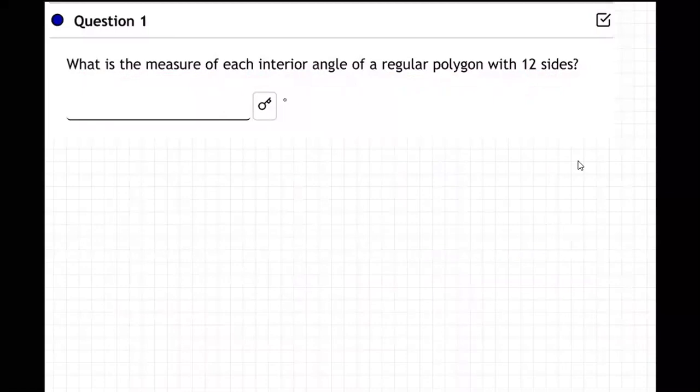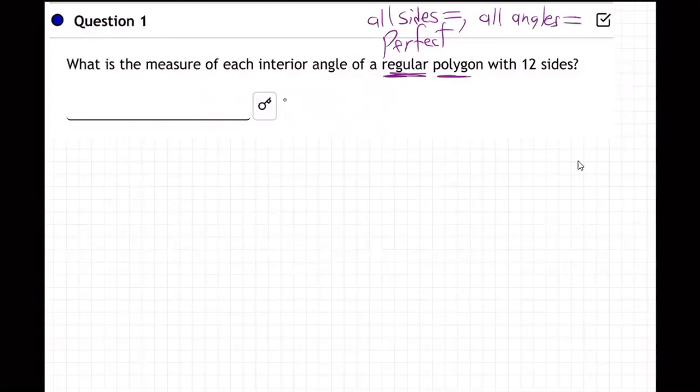So first off, what is a regular polygon? It actually means a perfect polygon. Regular means perfect, means all sides are equal, all angles are equal. So a perfect polygon is one that's a perfect shape. All the sides and all the angles are exactly equal. There's no differences. There's no variation.